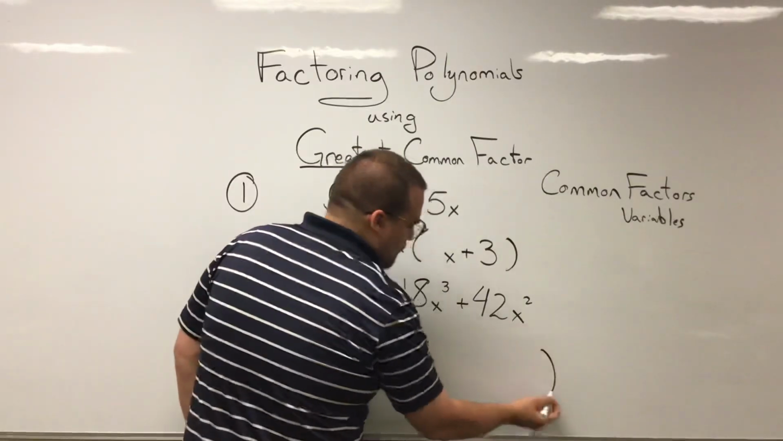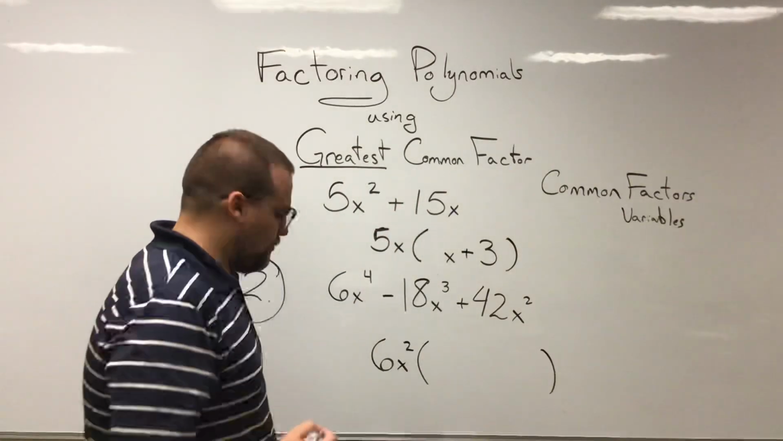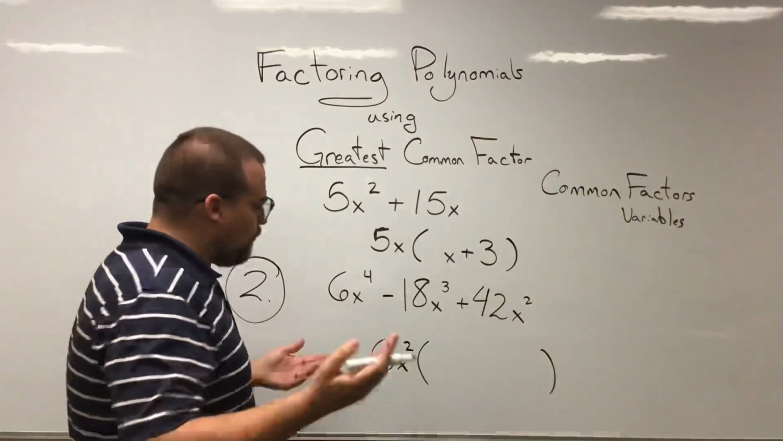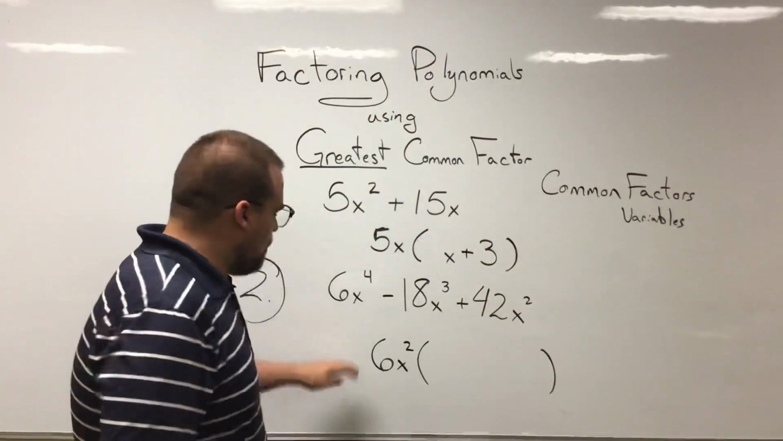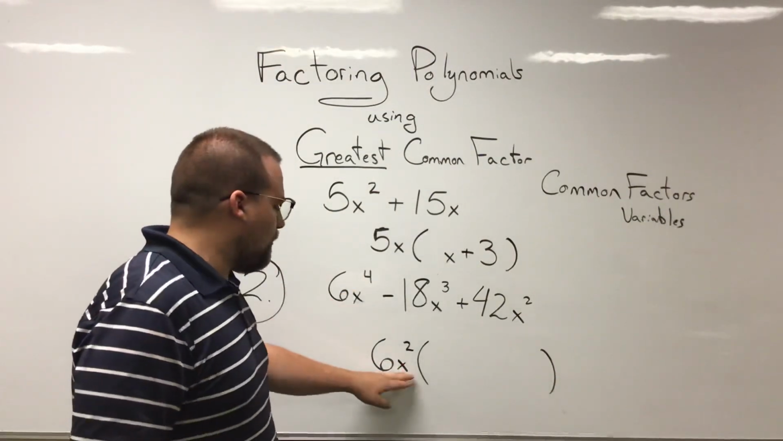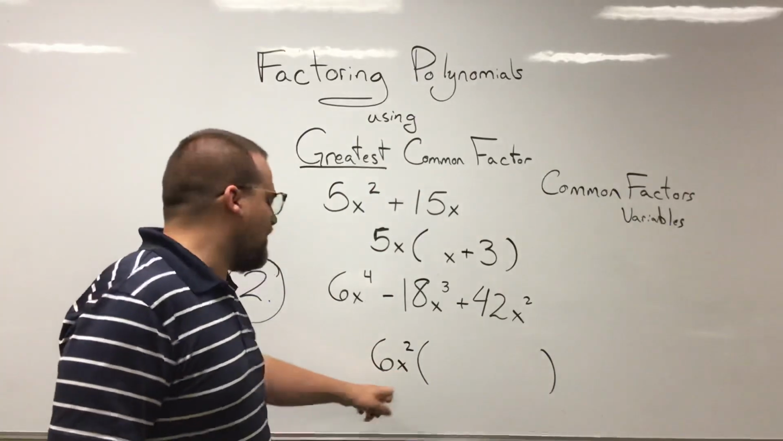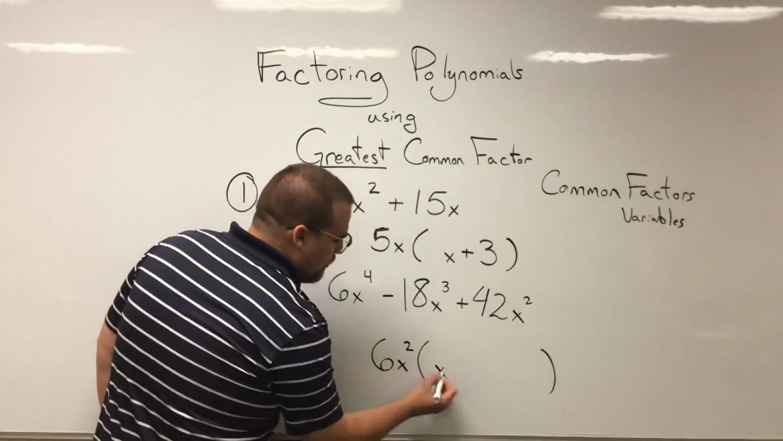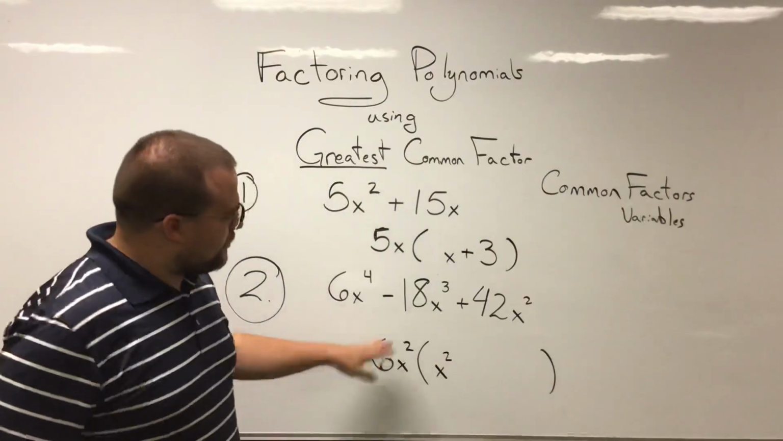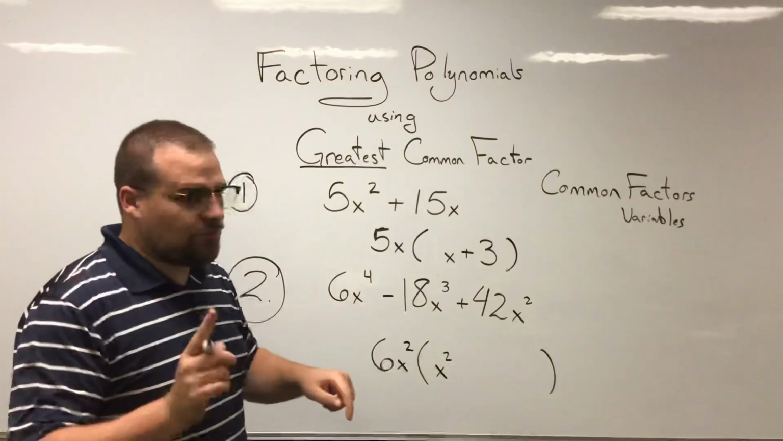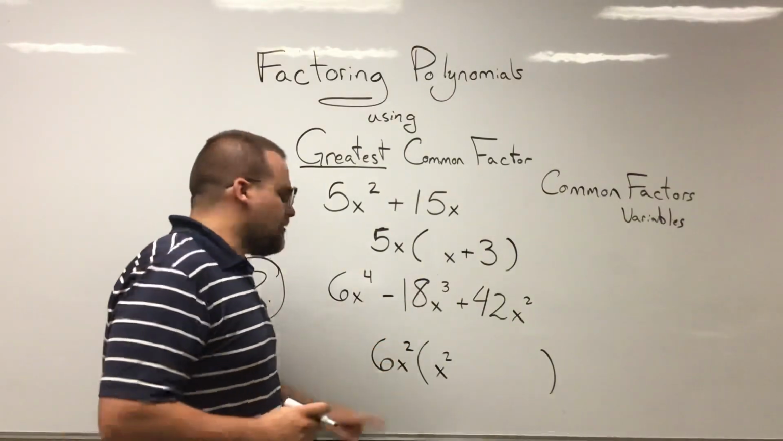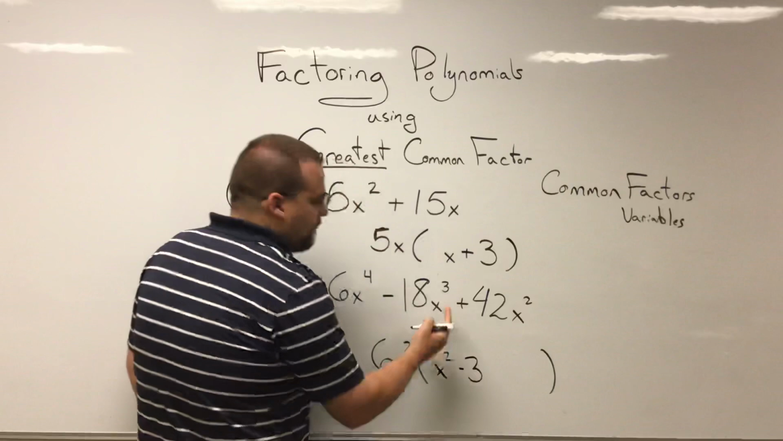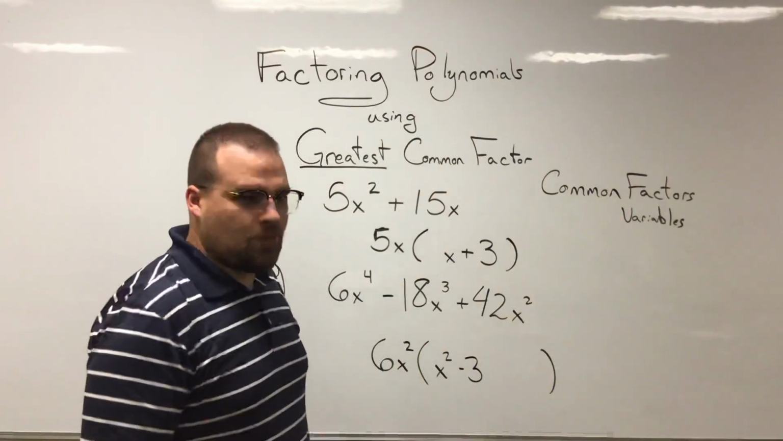So let's see what happens here. 6x to the 4th. Okay, we take 6 out of 6, we divide 6 by 6, we just get 1. Cool. X to the 4th, and we want to take out x squared. So we want to take 2 x's away from these 4 x's. How many x's are left? Yeah, 2. X squared. Let's take a look at our next step. We have a negative 18. Don't forget, keep that sign with it. Negative 18 divided by 6. That's negative 3. And then we have 3 x's, and we want to take 2 away. 1 x left.